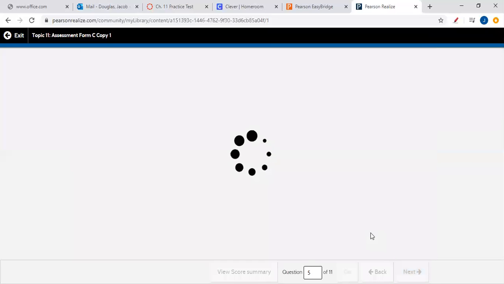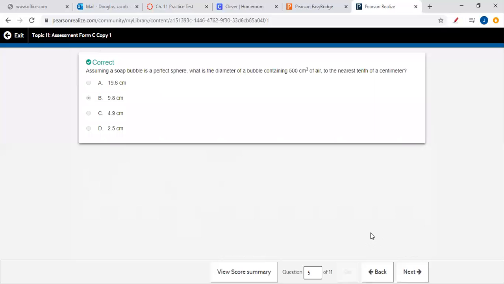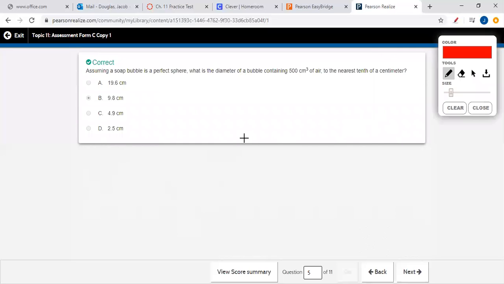All right, so number 5. Number 5 says, assuming a soap bubble is a perfect sphere, what is the diameter of a bubble containing 500 cubic centimeters of air to the nearest tenth of a centimeter? All right, so once again, we are going to do what we just did. We're going to work backwards, except this time we're using the formula for the volume of a sphere, which is 4/3 pi r cubed.